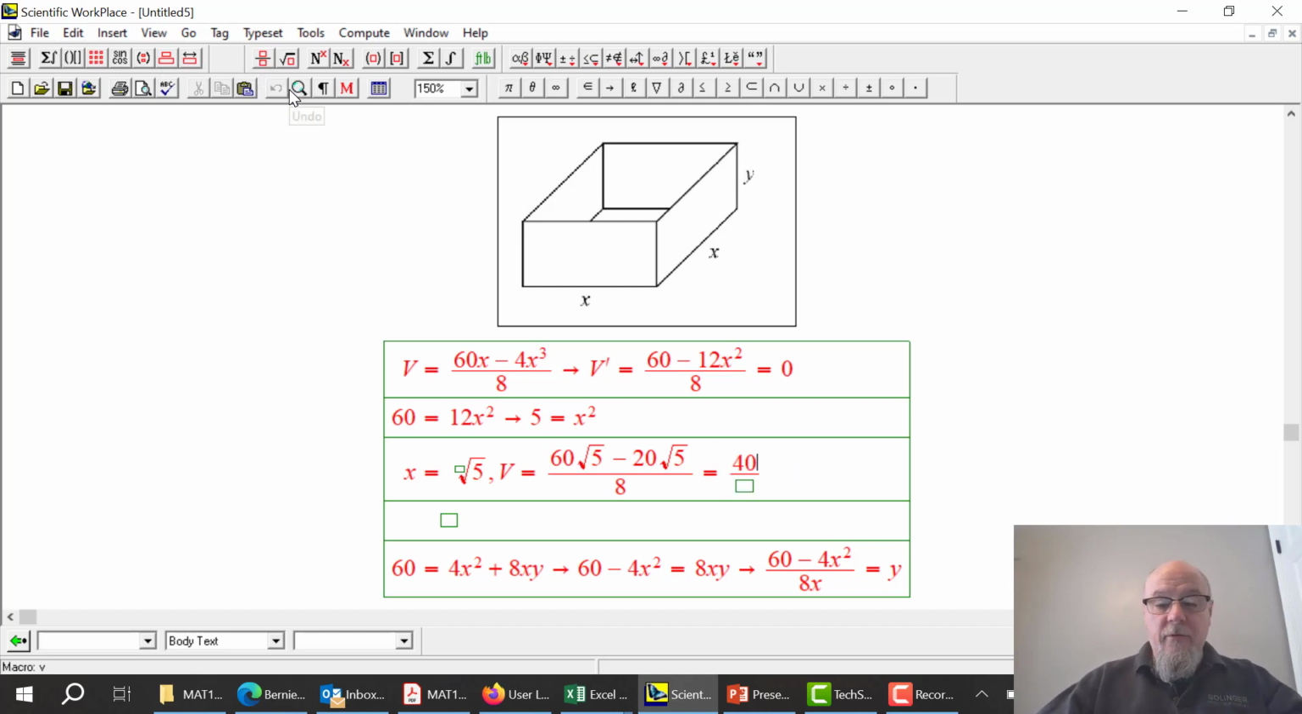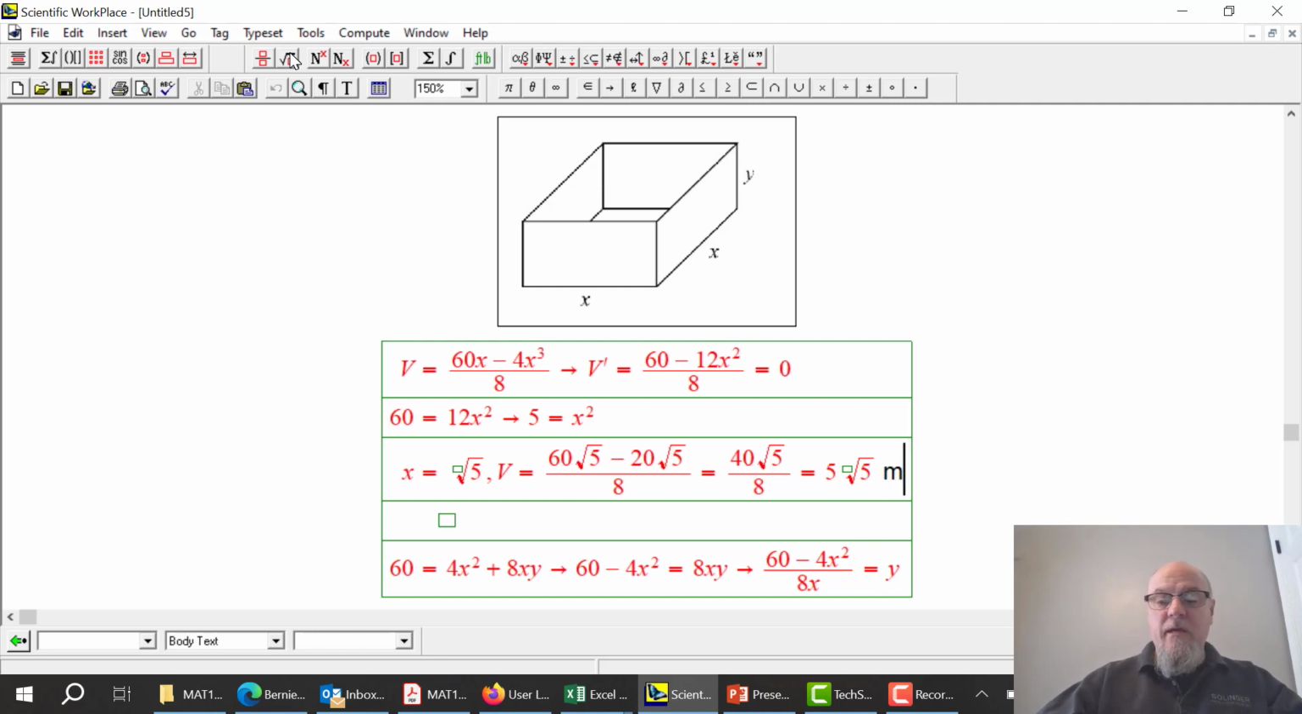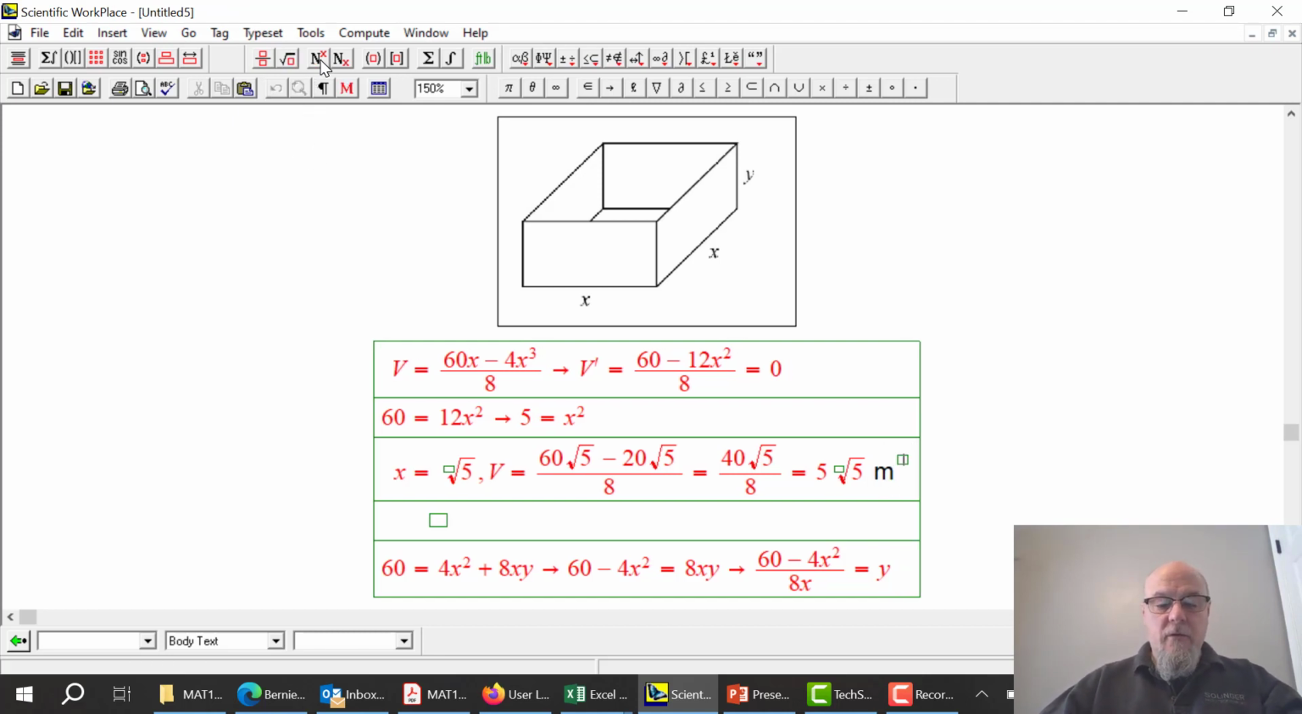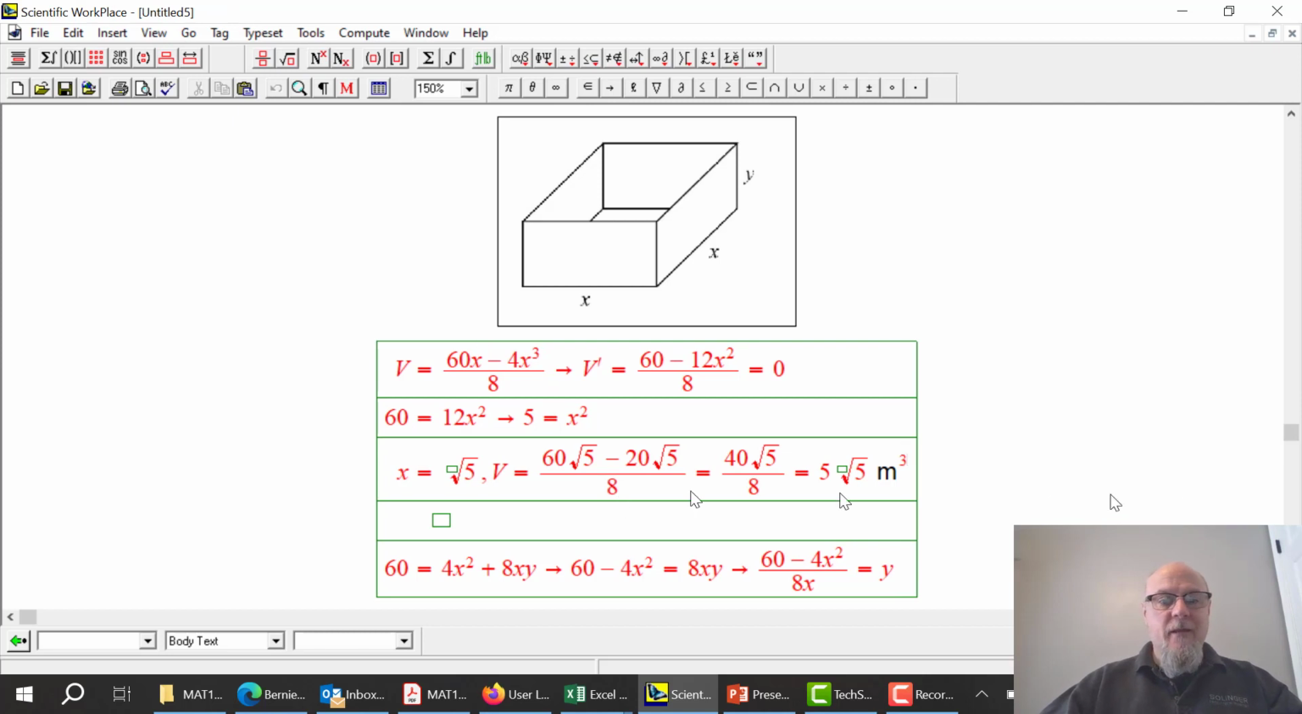So let's take that step here: 40 root 5s divided by 8. 40 divided by 8 is 5. So I get a volume of 5 root 5. And I guess to be super, super good, I should write that as cubic meters because of units. Now I've answered the question.